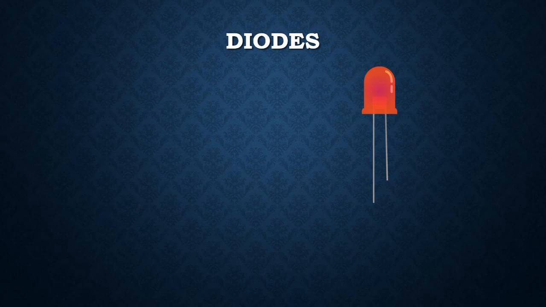The orientation of a diode, on the other hand, determines its circuit behavior. The longer wire is the anode, and the shorter one is the cathode. Current in a diode can flow only in one direction, entering the anode and exiting the cathode.